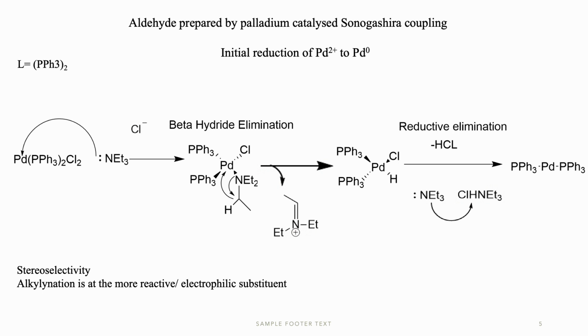Firstly, we're reducing palladium 2+ to palladium 0. Triethylamine does a nucleophilic attack removing a chlorine ligand. This is followed by beta hydride elimination. HCl is then removed by reductive elimination, leaving us with bis-triphenylphosphine palladium 0. With the stereoselectivity, alkylation is at the more reactive, electrophilic substituent.